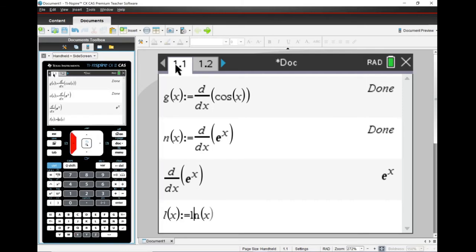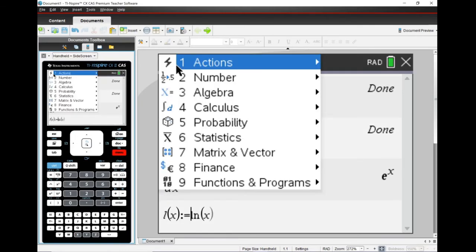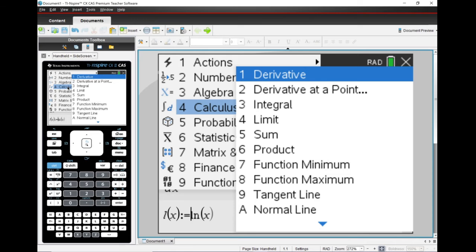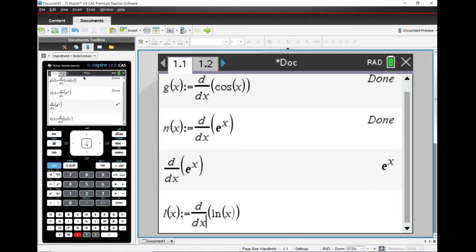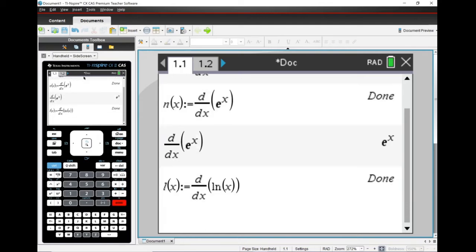In fact, I meant to actually make a derivative here. So I'm going to hit Menu, and I'm going to do Calculus, and I'm going to do the derivative. And oops, I'm going to put that natural log in there. I'm sorry about that. I hope you do it by making your derivative show up first. There we go. So my L function is the derivative of the natural log function. Okay, great.